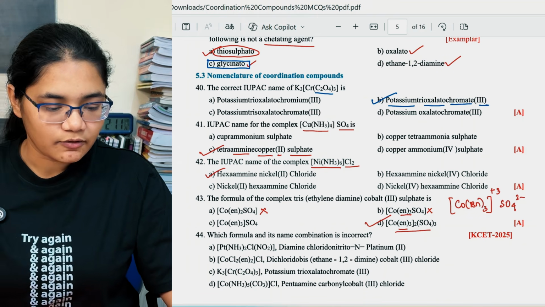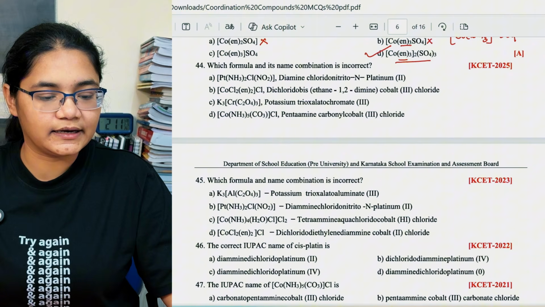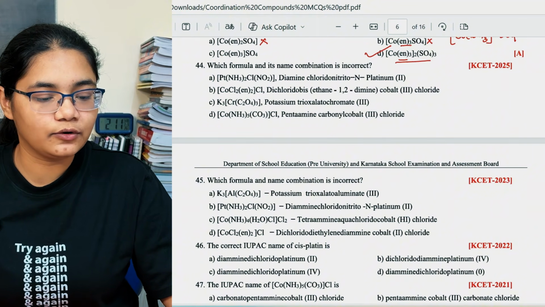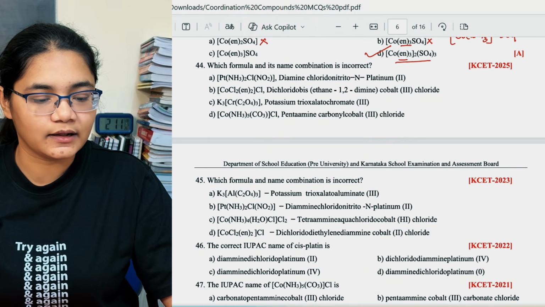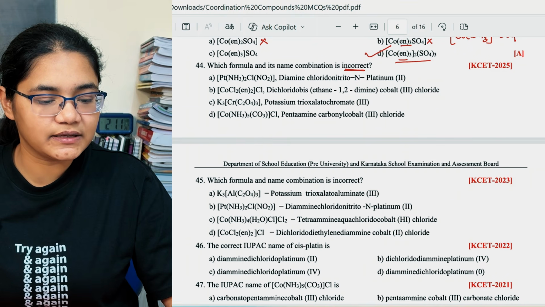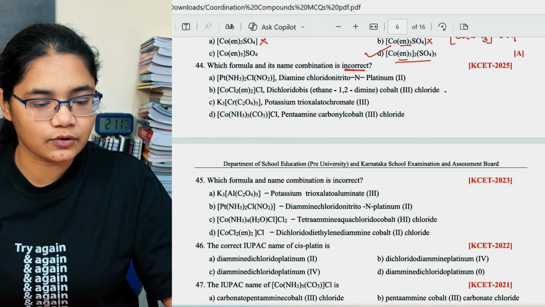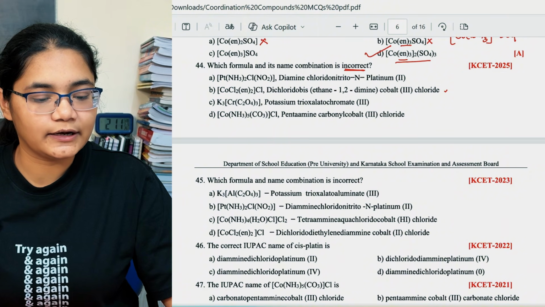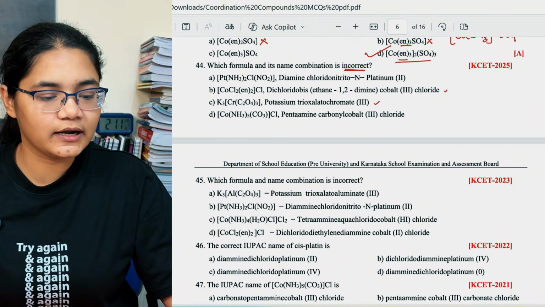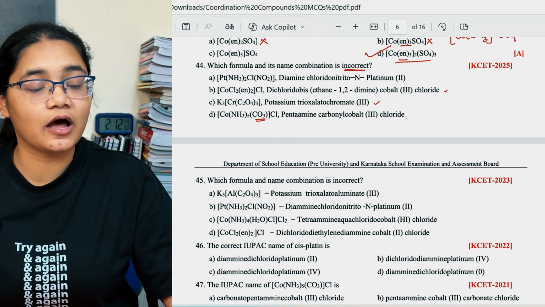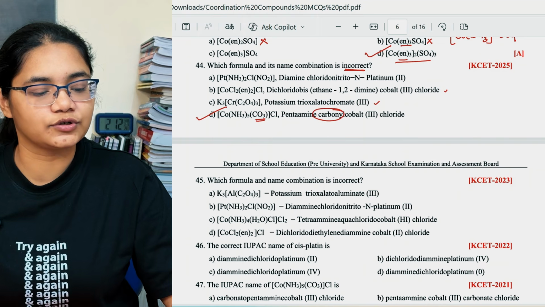So if I multiply, I'll get this compound. So option number D. Which formula and its name combination is correct? Diamine chlorido nitrito N platinum 2. Yes, this is correct. You are asking about incorrect. Next, dichlorido bis ethane 1,2-diamine cobalt 3 chloride. That is also correct. Next is potassium trioxalato chromate 3. That is also correct. Pentaamine carbonyl. Okay, carbonyl is incorrect. This is actually carbonato, right? So this name is wrong. So option number D here.